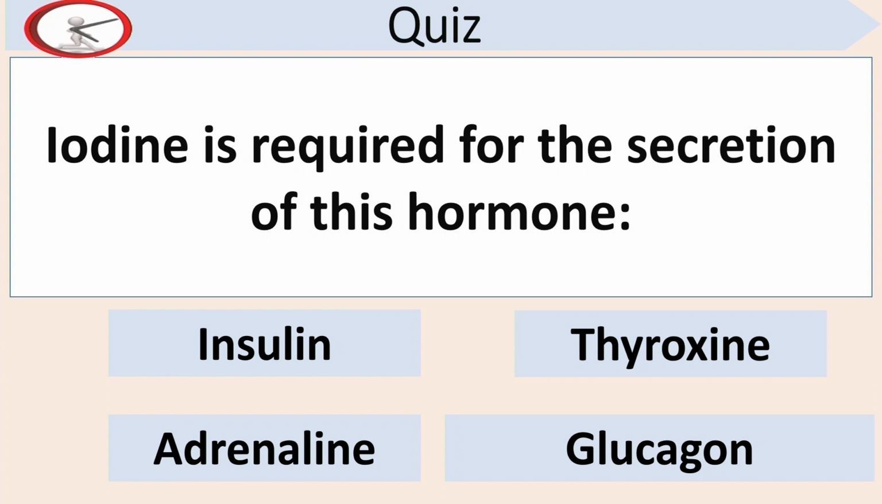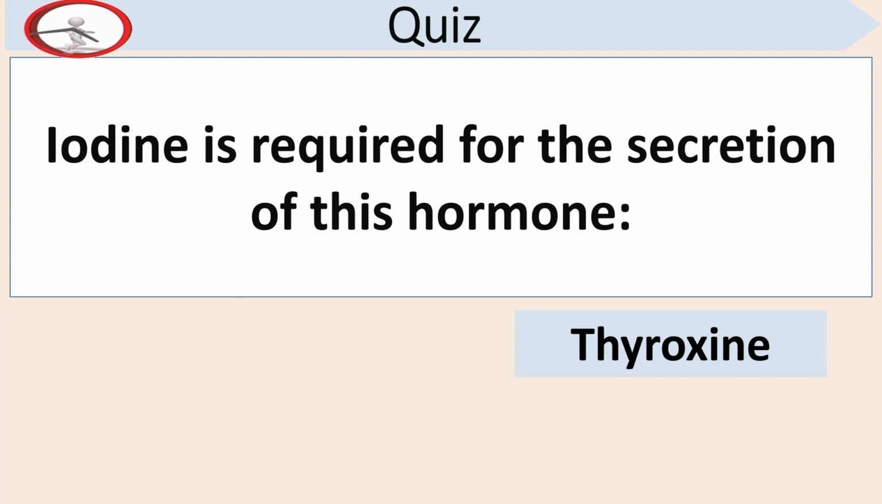Iodine is required for the secretion of this hormone: insulin, thyroxine, adrenaline, glucagon. Please think and answer. Okay, the answer is thyroxine.